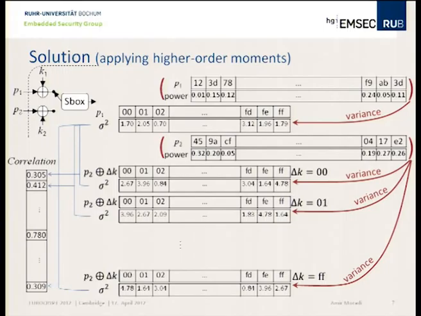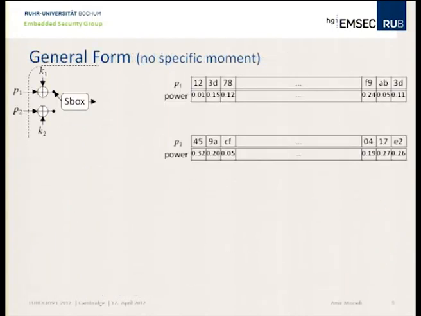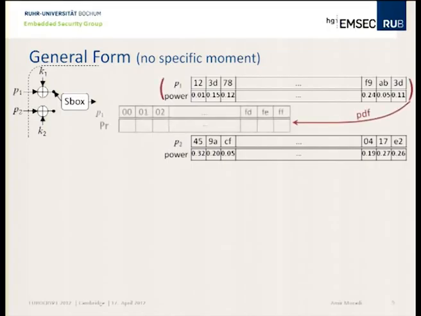And again, if the second order moments are leaking through these time instances, one of the values in this correlation vector should be significantly higher than the others. It can be done again like skewness, exactly the same, just changing from variance to skewness or even higher statistical moments. But what we can do without considering any specific statistical moment is go for a general form. For instance, instead of computing any statistical moment, we can estimate the probability distributions. We do the same again.